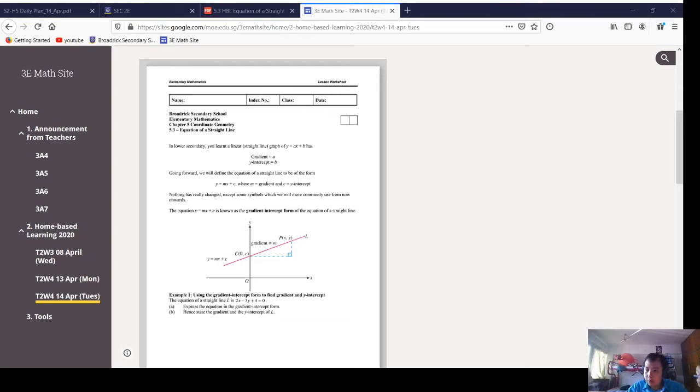Anyway, Jivan, the equation of a straight line is y equals mx plus c. If you missed the first part, later this will be on YouTube. This is called the gradient intercept form.